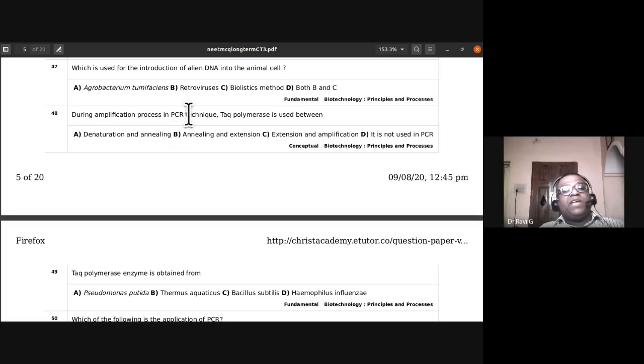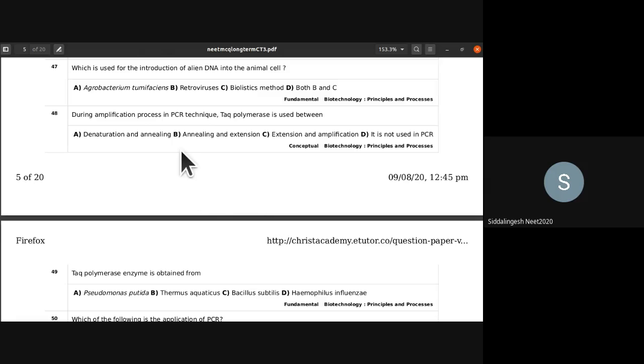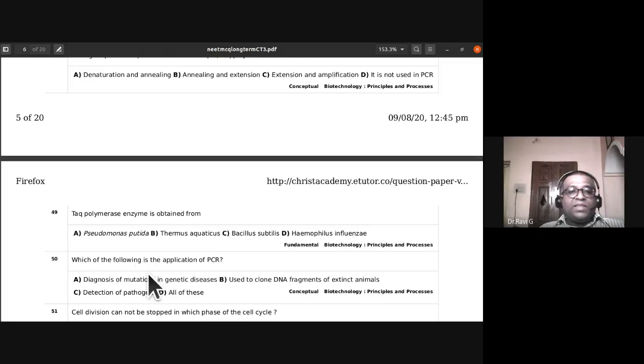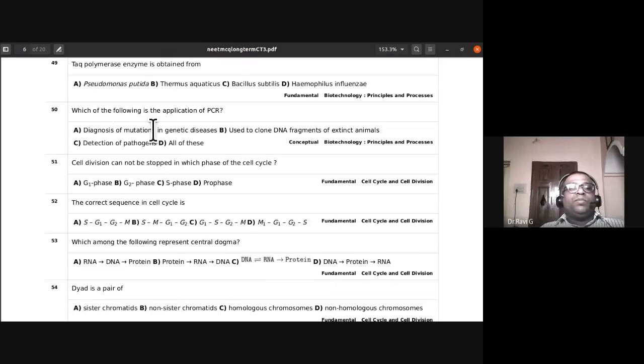48, during amplification process in PCR technique, Taq polymerase is used between which and which? I think it should be B, sir. Annealing and extension. Okay. Why is it called Taq? Because this Taq polymerase enzyme, which organism is it obtained from? 49th. Thermus aquaticus. From this they have obtained it. That is the reason it is called Taq, Thermus aquaticus.